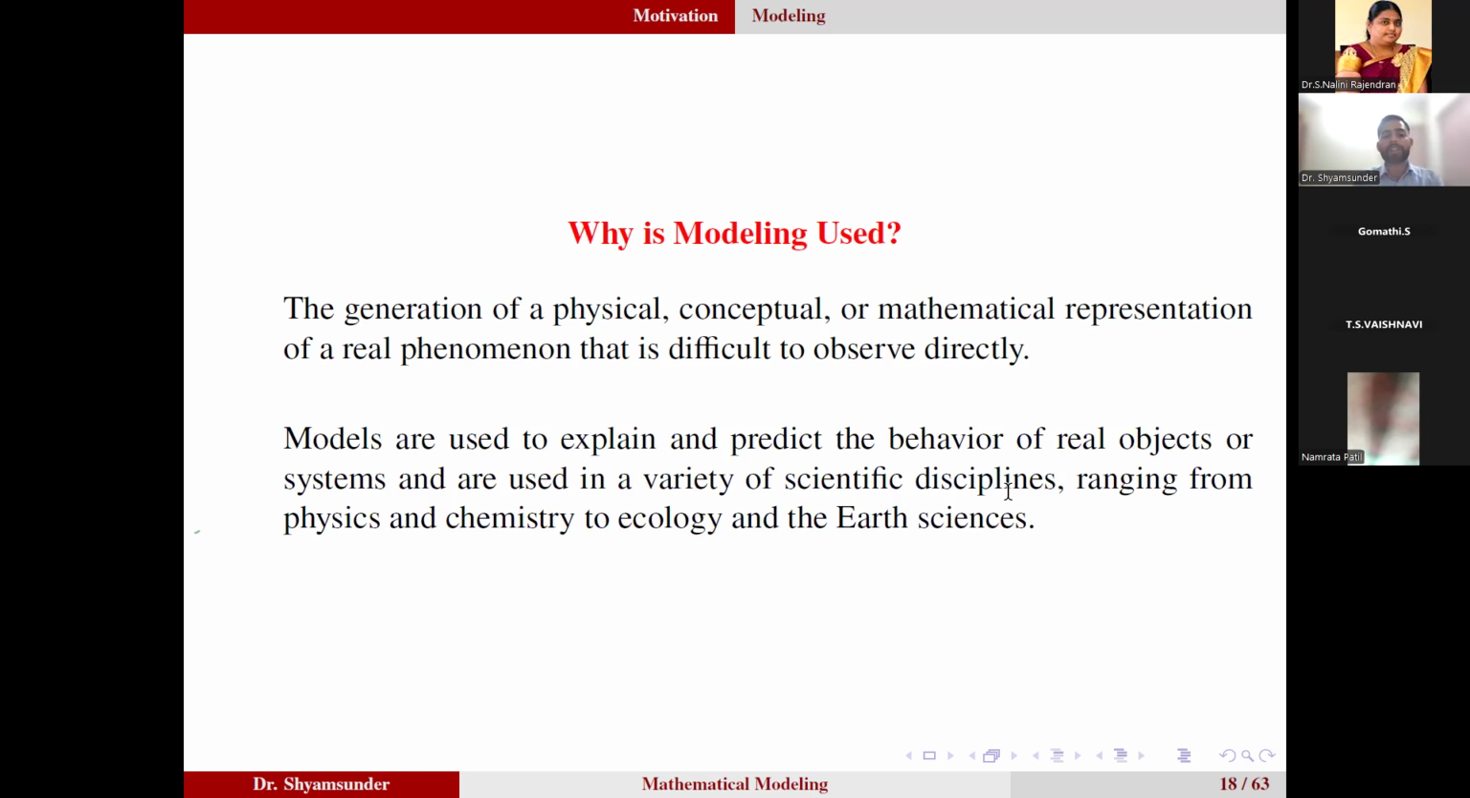Models are used to explain and predict the behavior of real objects or systems in a variety of scientific disciplines, ranging from physics to chemistry, chemistry to ecology, and ecology to earth science. They are interdisciplinary: physics with mathematics, chemistry with physics, ecology, earth science, and environmental science are all interlinked, which is known as interdisciplinary.